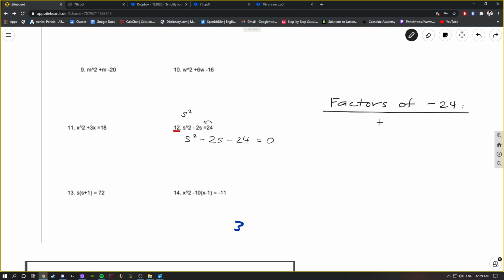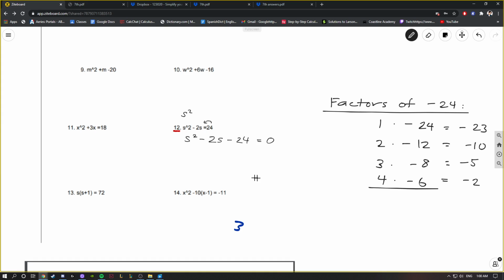For example, if we list out our factors of negative 24, we get 1 times negative 24, 2 times negative 12, 3 times negative 8, 4 times negative 6. So now when we add these, you can see that all of these are negative numbers, which we're looking for, but the one that we're specifically looking for is negative 2, which comes from the factors positive 4 and negative 6. So we have s plus 4 and s minus 6.